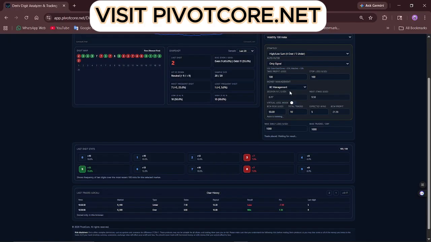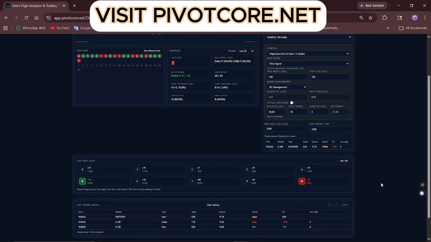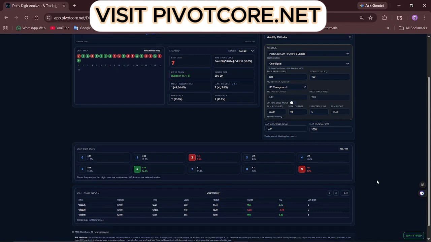For those of you asking, what is PivotCore? Think of it as your personal trading assistant. It's an automated platform specifically built for Deriv. You don't need to be a coding expert or spend hours setting up complex bots. The interface is clean, the execution is fast, and it's designed to minimize human error.